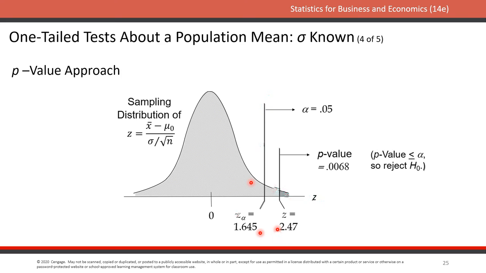So this picture actually shows both the p-value and the critical value approach. Speaking of the critical value approach, let's look at this real quick. So it's an upper tail test. For alpha equals 0.05, I look in my table.